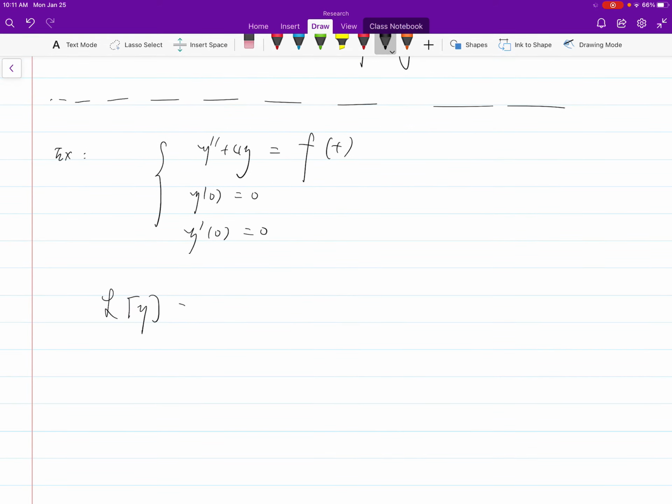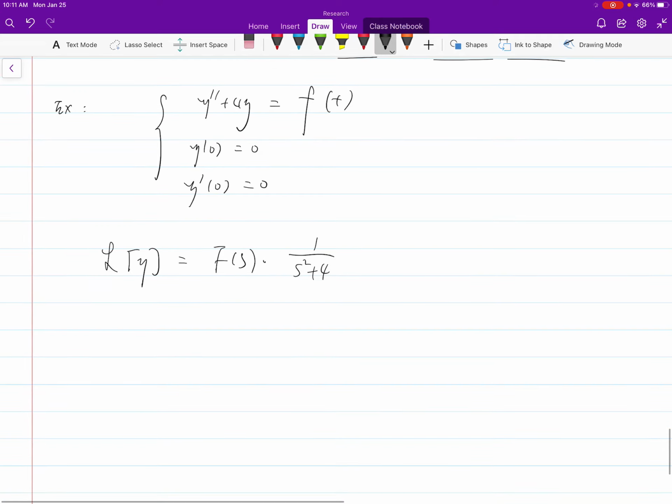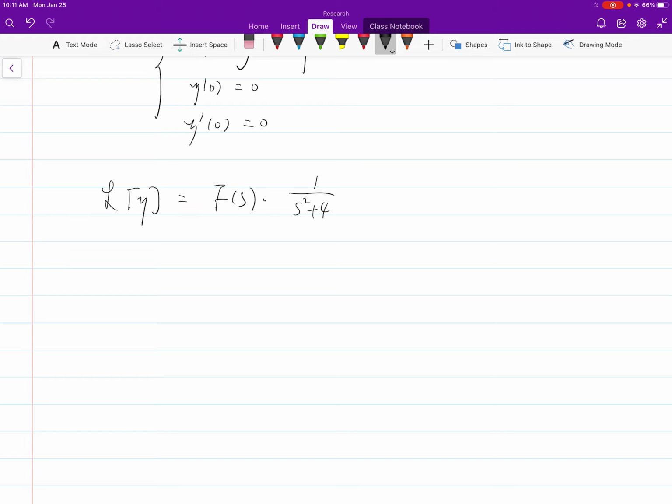We did everything and we find that L inverse of Y equals L inverse of F(s) times 1 over s squared plus 4. Okay, now what do we know? We want this, of course.